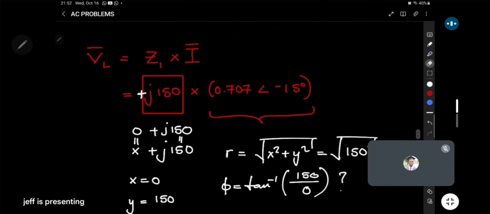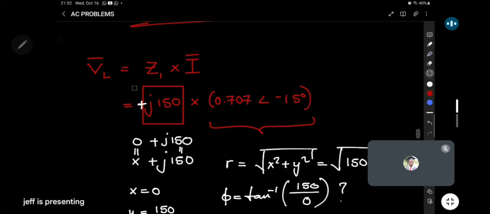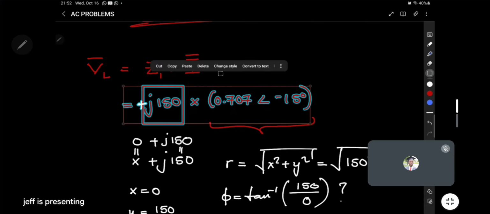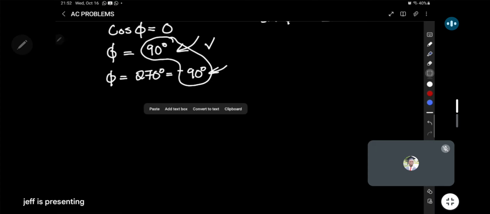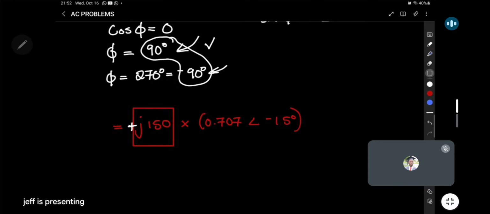In other words, both terms can be presented in polar. And if we're presenting both terms in polar, we have just seen that this can be presented as magnitude 150, phase angle positive 90 degrees. So it has reduced to this. Okay, so this is what we have.